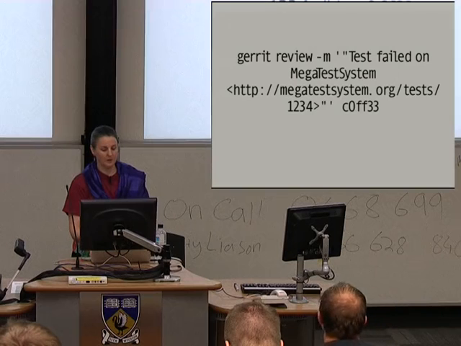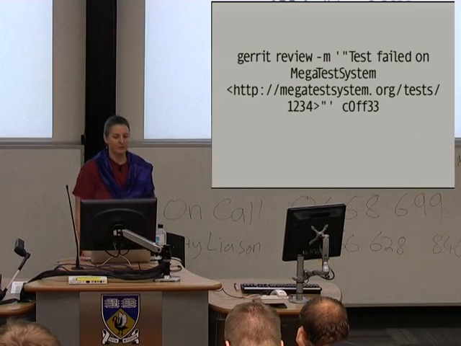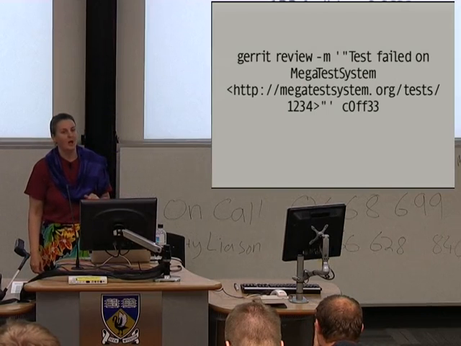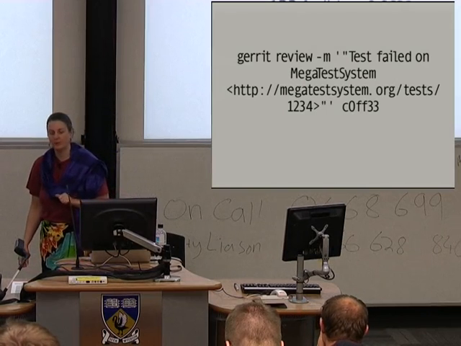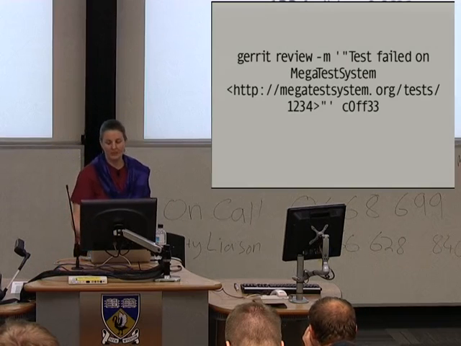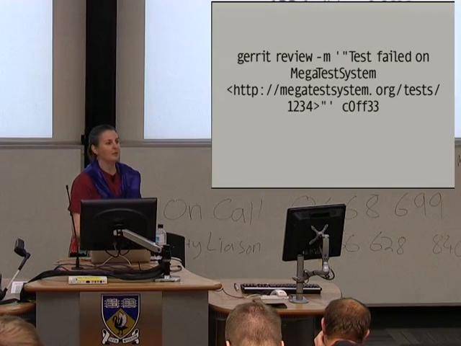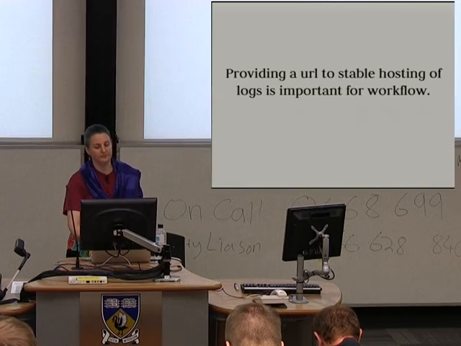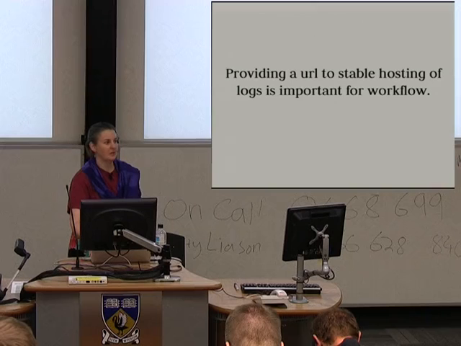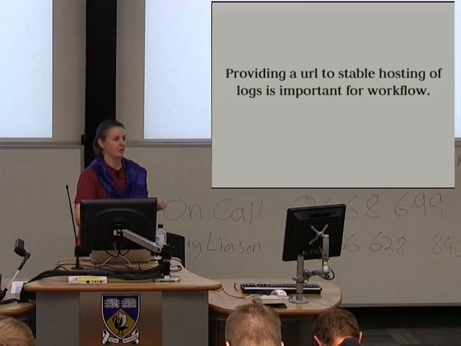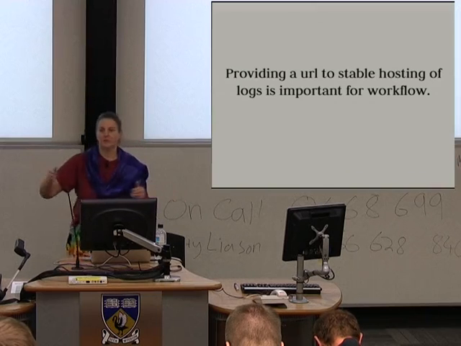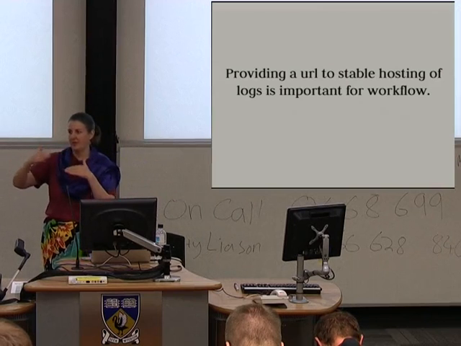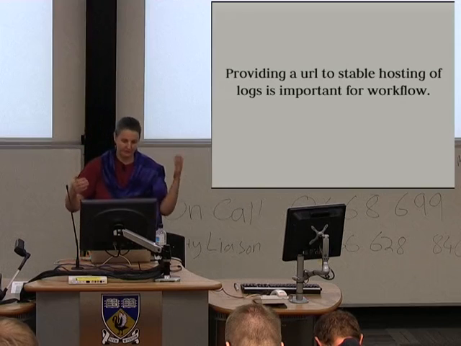Then some output logs. So there's a message, git review with the M flag, and the message includes a URL for some test logs. We would prefer that the test logs have a stable URL, because the stable URL really helps when we're going back 3 months, 6 months after the tests have run, to see what's happening with that patch or if things have changed.